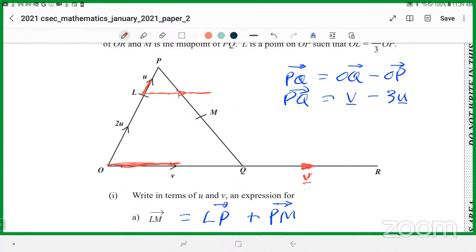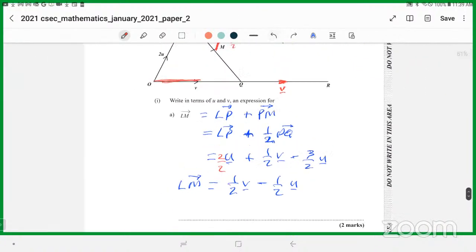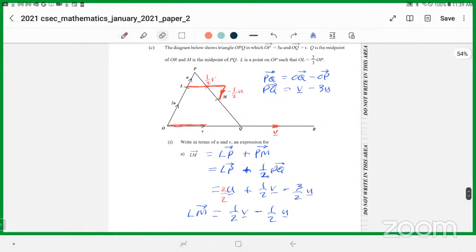So starting from here now, I want minus half U. So it's like I'm here and I'm coming back half U. So this is the minus half U. And this is the half V. So it shows to go from L to M, I go half V this way, and then minus half U back this way. You can see it on the diagram. So when I get an answer like this, I can accept it because the diagram is basically showing me the same thing. All right, I can accept that.